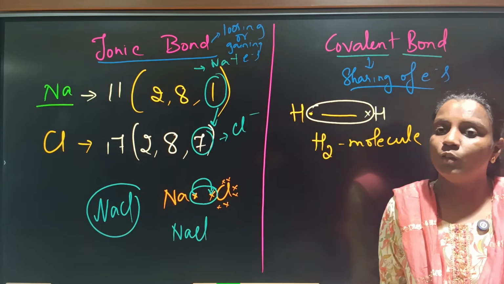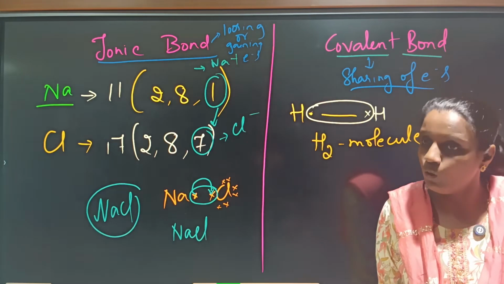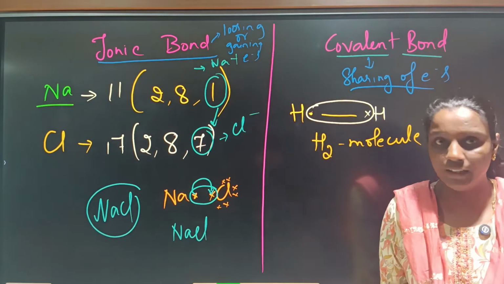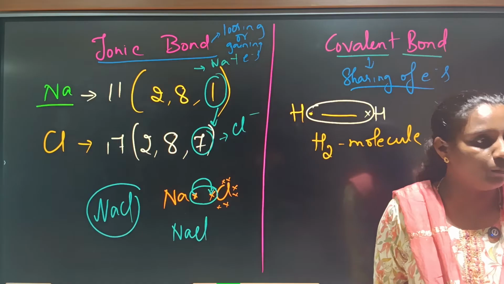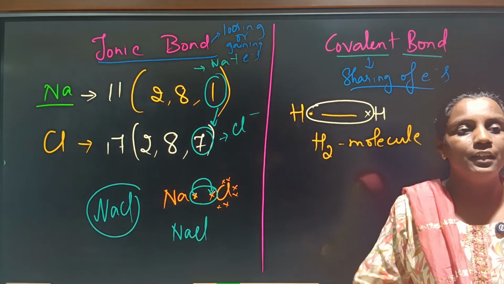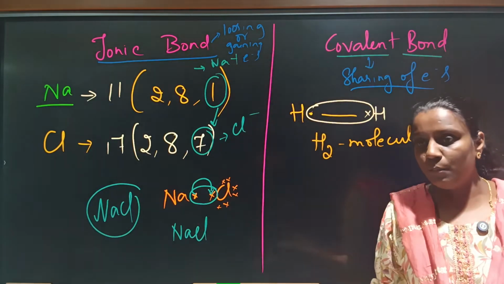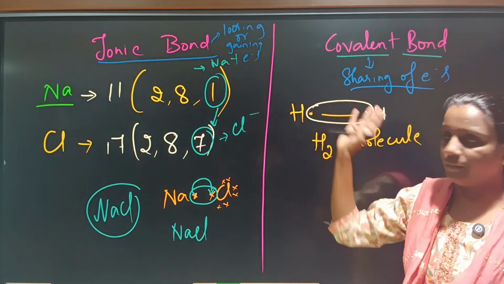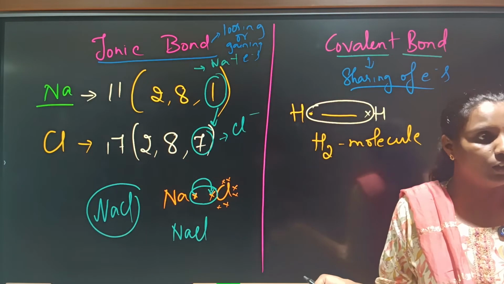So ma'am, till now only carbon will form a covalent bond? No, some other elements are also there who are going to form covalent bonds, but we are going to learn them later. But it means that they are not going to form a large number of organic compounds, but carbon will be forming more.